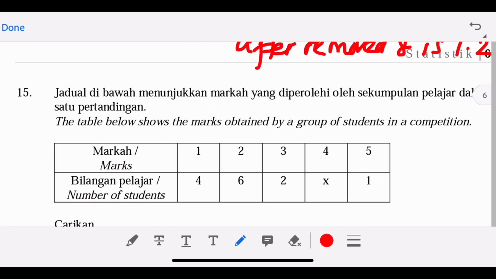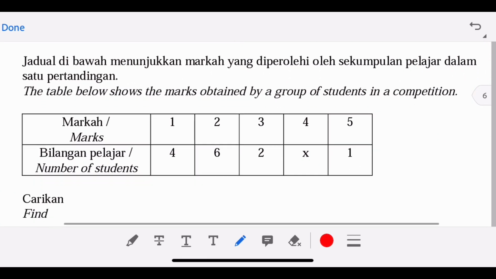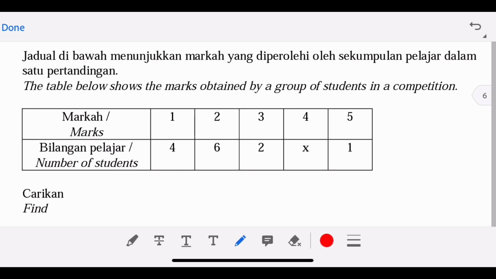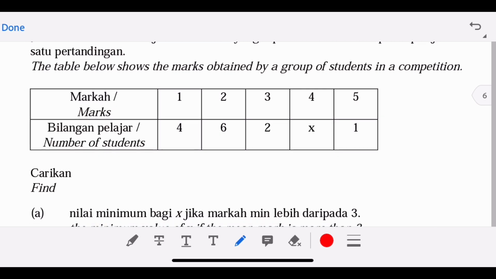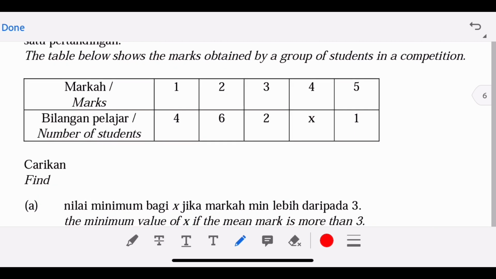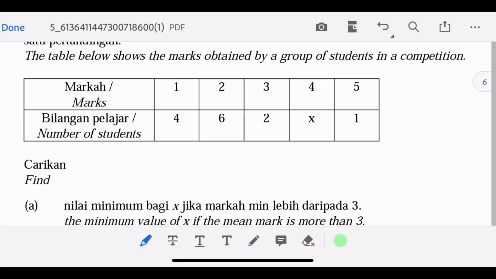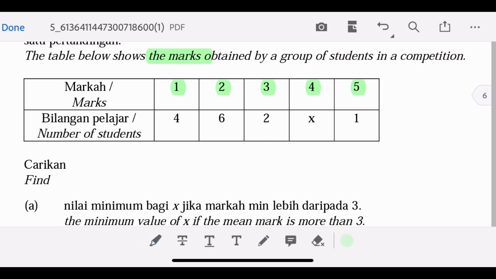Now for this question, let's have a look at the table. The table below shows the marks obtained by a group of students in a competition. So the marks are 1, 2, 3, 4, 5, and the number of students are 4, 6, 2, and X, unknown again, and 1. So these are the marks for a group of students, and the frequency or number of students are 4, 6, 2, X, and 1.